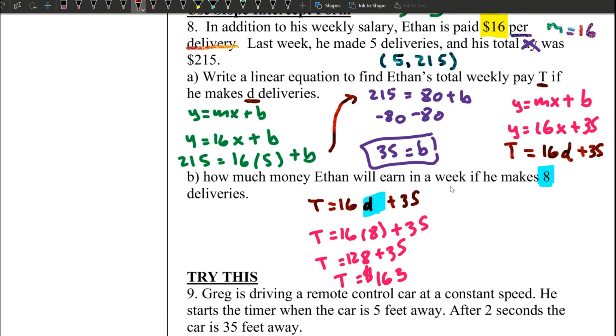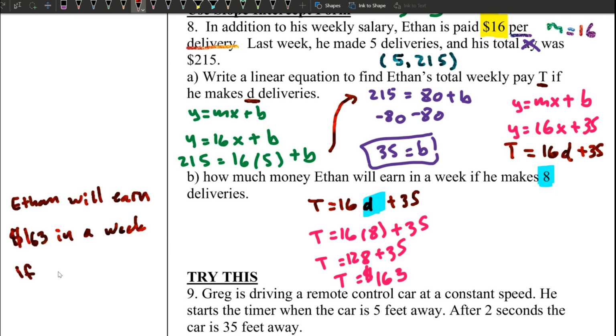Okay, PQA, put question into the answer. How much money will Ethan earn in a week if he makes 8 deliveries? So Ethan will earn $163 in a week if he makes 8 deliveries. That's it.